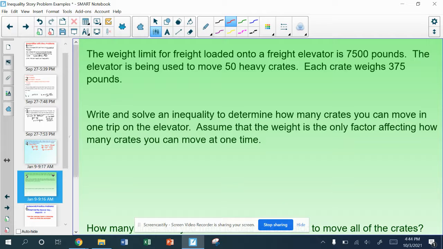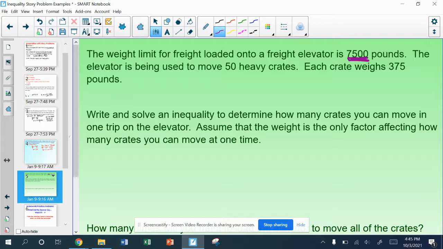On this last problem, we're talking about a freight elevator. So you guys all know what a regular elevator is. A freight elevator would be in like a warehouse kind of a thing where you would have a very large elevator, and there would still be a maximum weight capacity. We're going to pretend size is not an issue and it's just weight that we have to worry about with these crates. So the elevator is going to be used to move 50 heavy crates, and each crate weighs 375 pounds. I want to write an inequality so I can figure out how many crates I could move each trip.